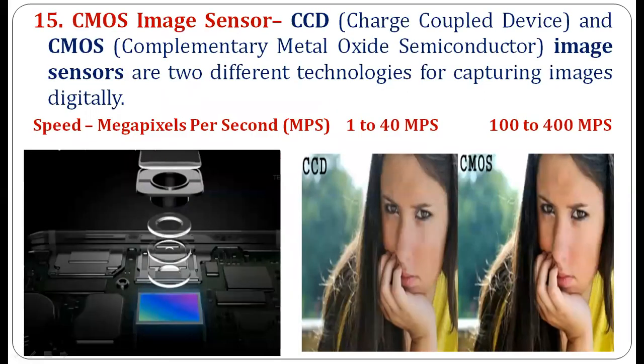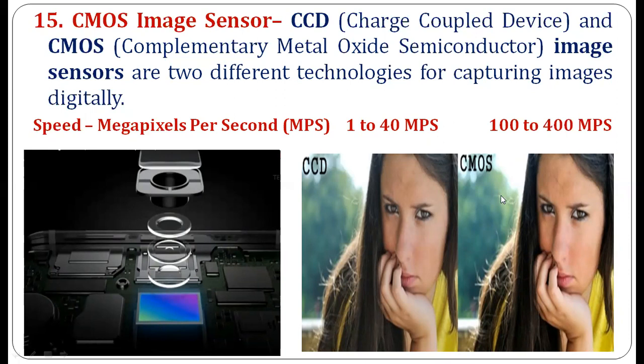The last sensor is the CMOS image sensor for capturing photos or videos, right? Basically we have two types of image sensors in our phone. It can be a CCD or it can be CMOS, right? So image sensors are two different technologies for capturing images digitally. Not only in phones, it can be a digital camera also. When it comes to CCD, charge coupled device, the speed is 1 to 40 megapixels per second. It can capture 40 megapixels of images.